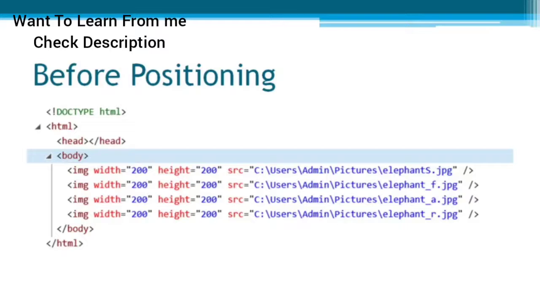Now I have given a very simple example using images, and we are basically using 4 images, and we are not using any type of positioning. We are simply placing the images one after the other, and this document is going to follow the normal document flow. So first we will see how the images will be placed as per the normal document flow.